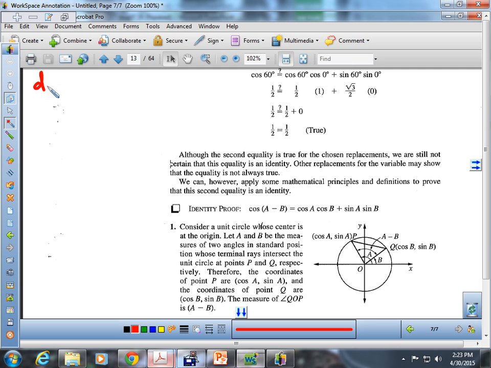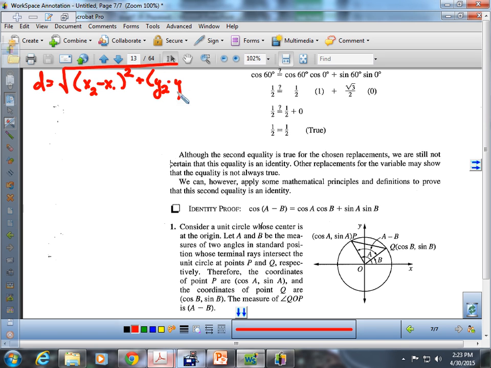Our distance formula is equal to the square root of x2 minus x1 squared plus y2 minus y1 squared. And if you remember from last year, did I ever make you try to remember that? No, I never did. Why? It's just the Pythagorean theorem, isn't it?